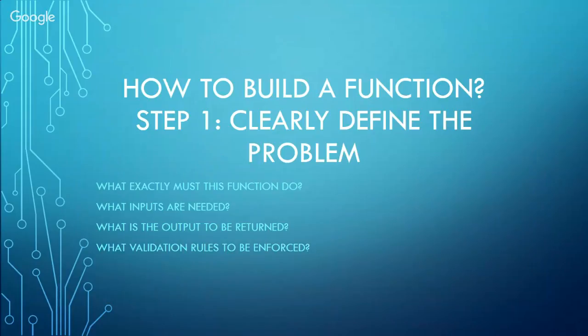First, we will demonstrate how to build a function. There are 7 steps in building a function. The first step is to clearly define the problem, and this includes what exactly the function must do, what inputs are needed, the output to be returned, and the validation rules to be enforced.